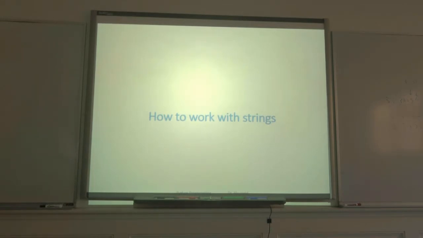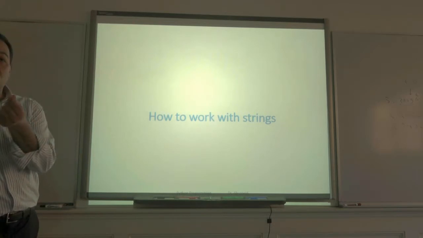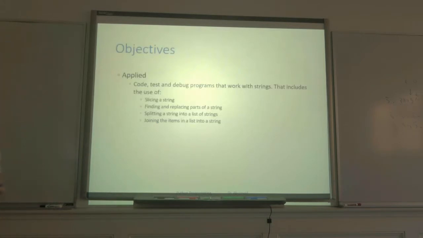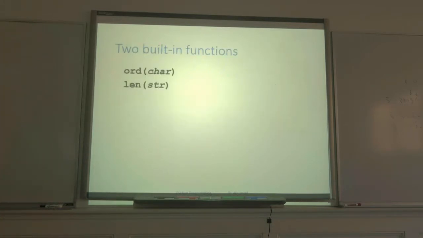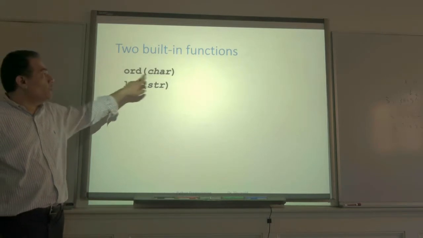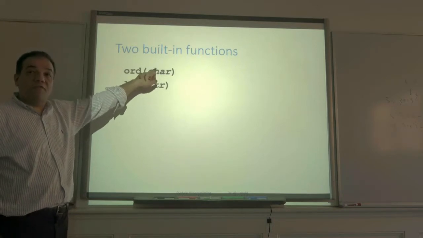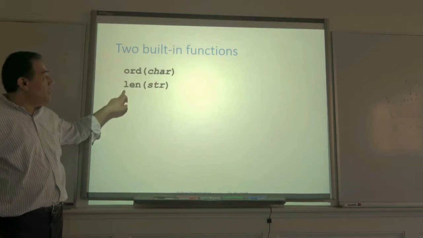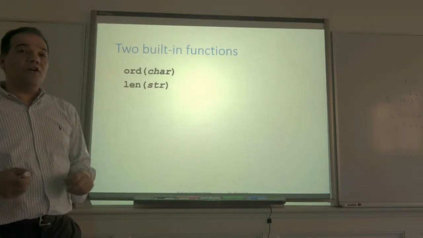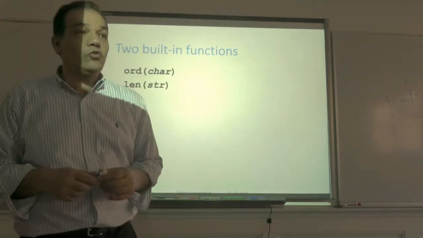Strings are like lists. What's the difference? The items are characters. Some functions are order, which is kind of the ASCII code. If you need the order of A, the order of C, the order of F, and of course small f is different than capital F, and the length of the string. This is very important, maybe the most used function before you deal with any string. You need to know the length of the string.